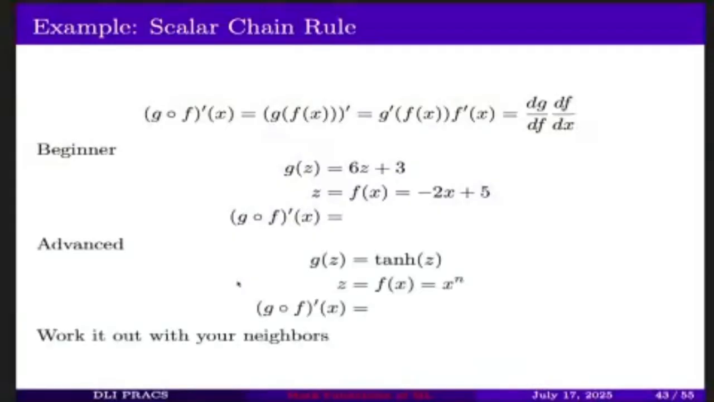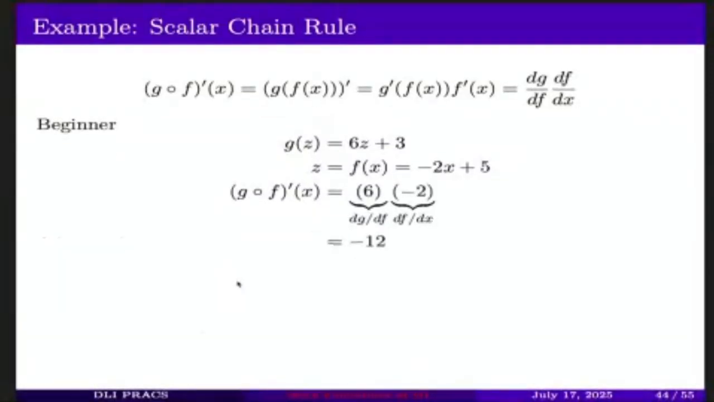So this is the more advanced example, but let's go to the simple example. That gives us minus 2. We multiply that by the derivative of g with respect to f, right? And g was 6z plus 3. The derivative of 6z is just 6 times z to the power 1 minus 1, so z disappears and you're only left with 6. The 3 also disappears because it's a constant and doesn't change. Then you multiply those two derivatives according to the chain rule, and you get 6 times minus 2, which gives you minus 12.